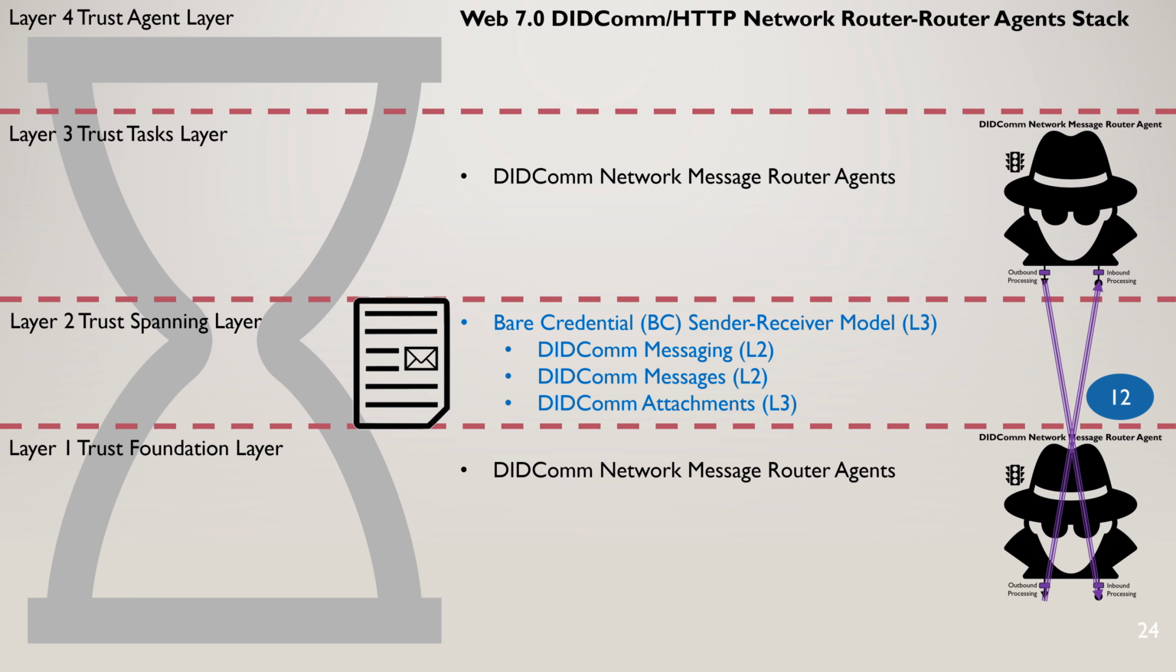This is the network router to network router agent stack. So this is the stack. This is the blue dots in the original layer 6 model. So once an agent drops a message, let's say into that top network message router agent, that agent talks to other network message router agents to intelligently deliver those messages through the network.